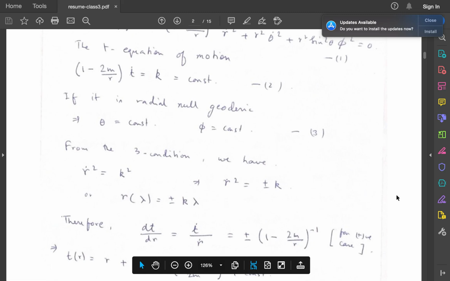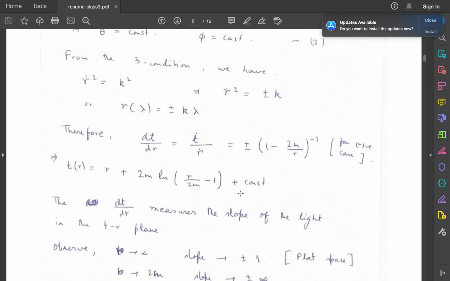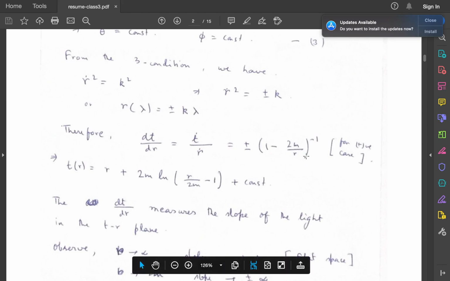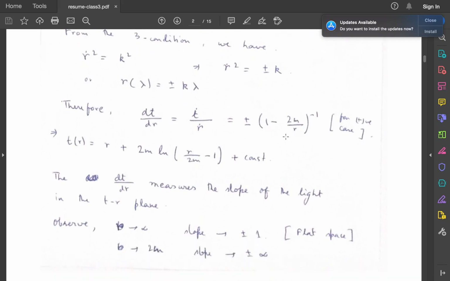If I take the positive case, and take dt by dr, I can write it in terms of t dot by r dot, which becomes plus minus (1 minus 2m by r) to the power minus 1. Okay, so this equation can be solved to get t as a function of r: r plus twice m log of (r over 2m minus 1) plus some constant, where dt by dr measures the slope of the light ray in the t-r plane. And you see that the slope is some weird quantity, and it changes with r.